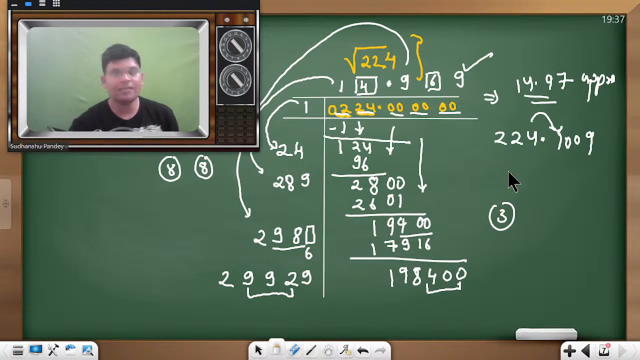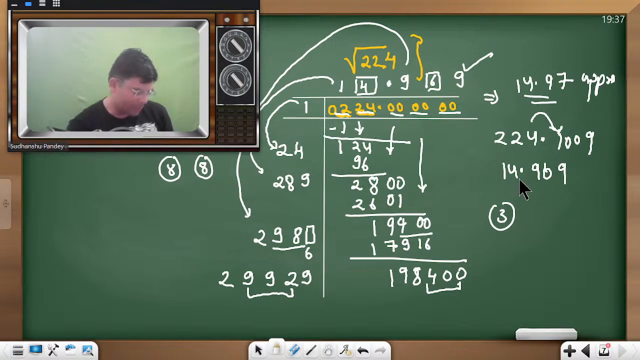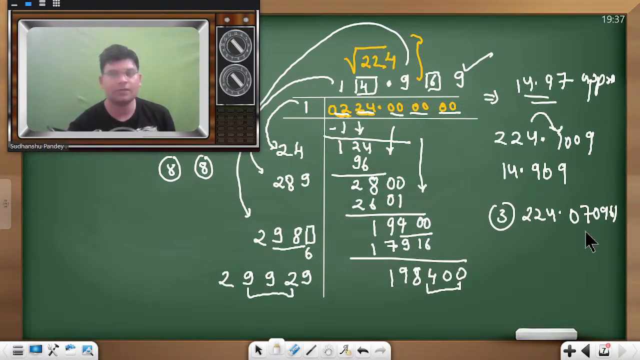So that means the proper answer, if I need to find it, you multiply 14.969 into 14.969. So if you do that, 14.969 into 14.969, I am going to get 224.070961. Okay?